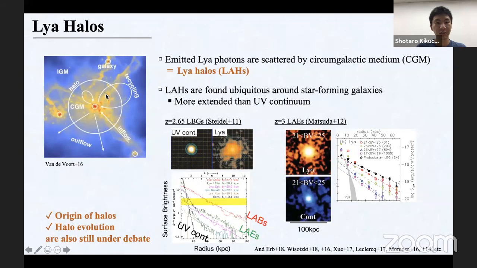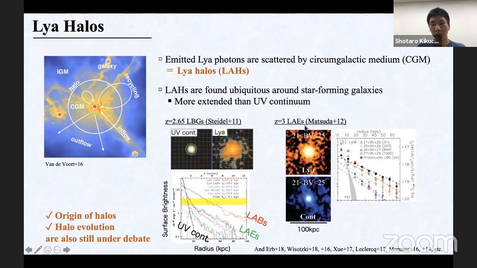This figure shows the schematic view of the circumgalactic medium and the intergalactic medium around galaxies. Lyman-alpha halos are created by scattered Lyman-alpha photons inside the circumgalactic medium. They are found ubiquitously around star-forming galaxies and are more extended than the UV continuum. For example, in Steidel et al. 2011, they observed redshift 2.65 Lyman break galaxies and found the Lyman-alpha emission is more extended than the UV continuum, as shown in this radial profile, Lyman-alpha here and UV continuum here.